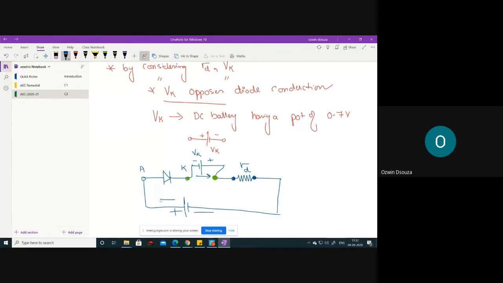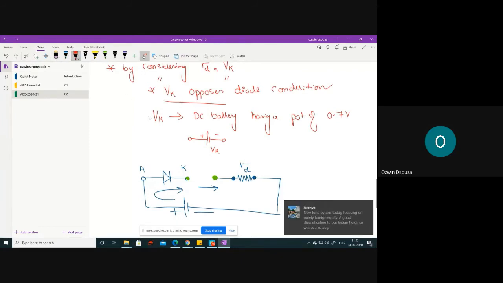This is plus, this is minus. The circuit current flows in this direction, and the imaginary Vk will also be sending the current in the same direction. So where is the question of opposing the diode conduction? It is not opposing the diode conduction. That means what you have marked about Vk is incorrect. You have to place Vk in such a way that it always gives you the opposing phenomenon. So let us keep Vk in this manner.